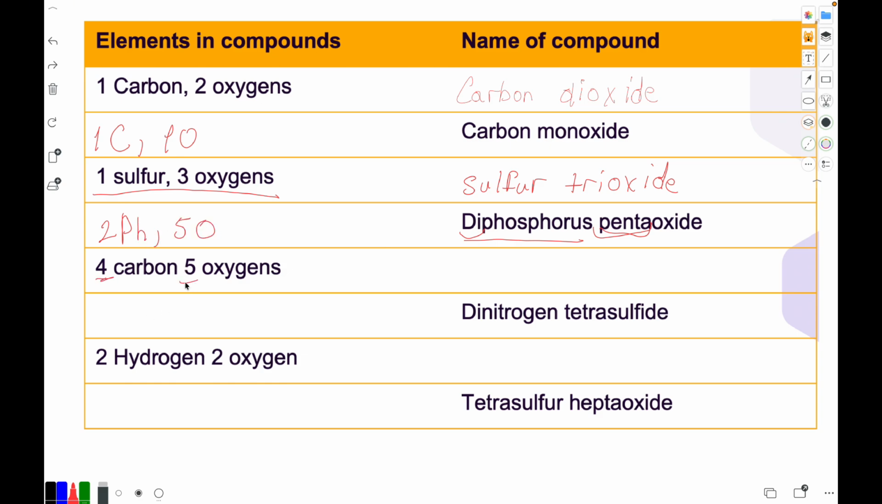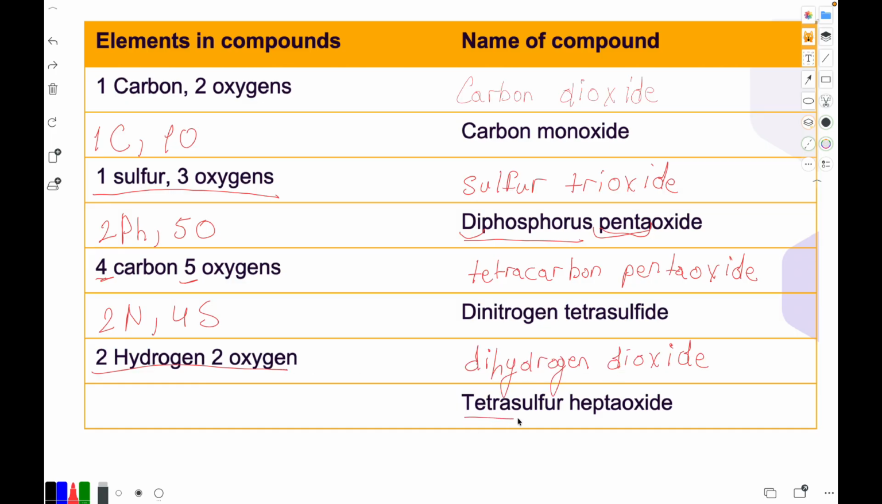4 carbon and 5 oxygens. 4 will be tetracarbon pentaoxide. Penta means 5. Compound is dinitrogen tetrasulfide. Di means 2 nitrogens and 4 sulfurs. 2 hydrogen and 2 oxygens will be dihydrogen dioxide. Last example is tetrasulfur heptoxide. Write the answer in the comments.